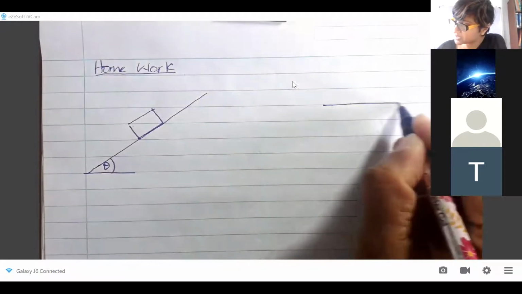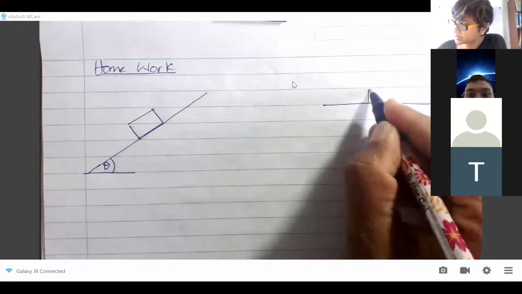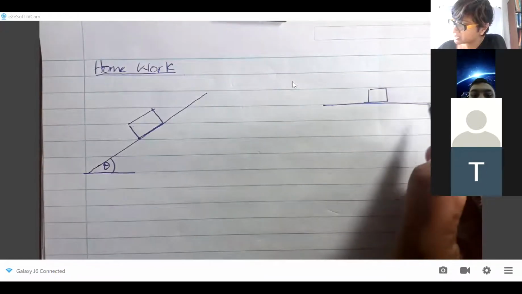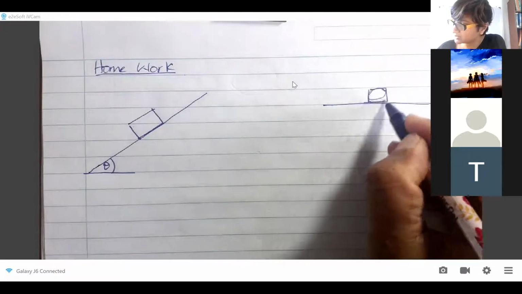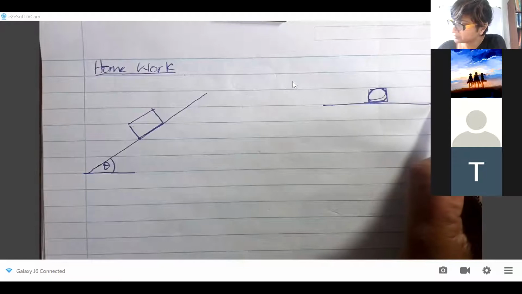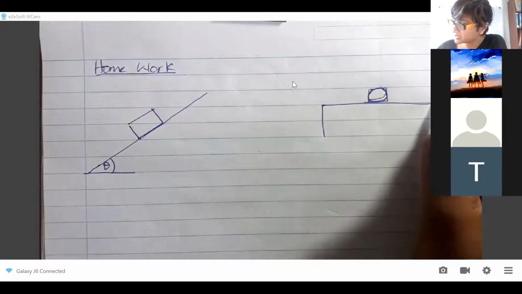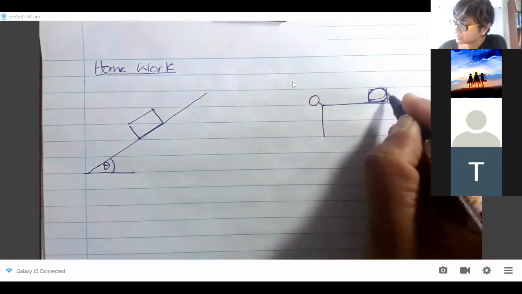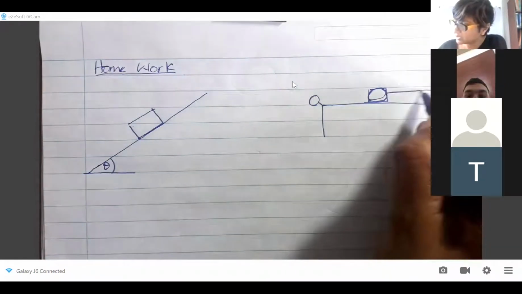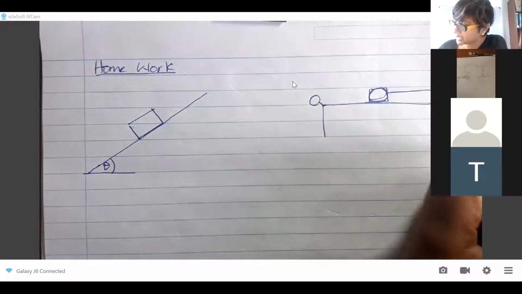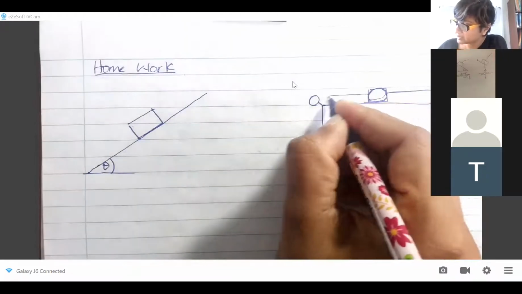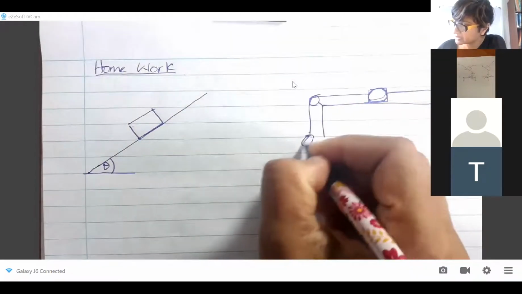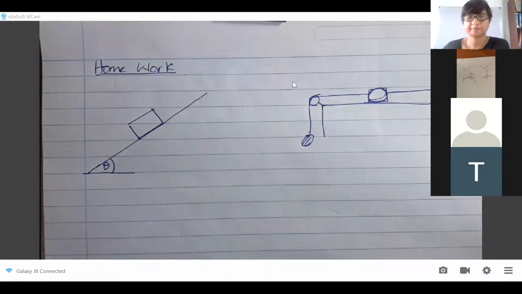And the other one was an object, maybe a particle on a, there was a pulley here. This is how it looked, miss. Correct, miss? Yes? This is how it looked.